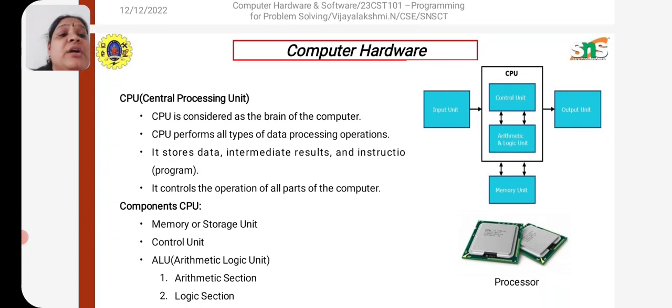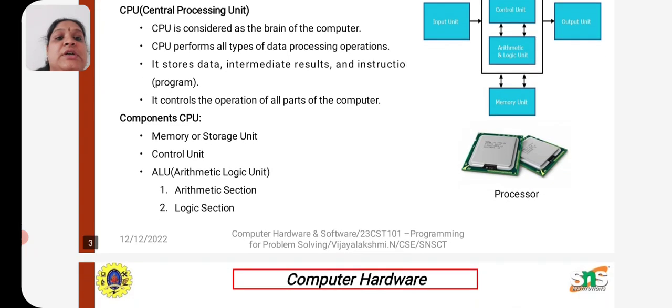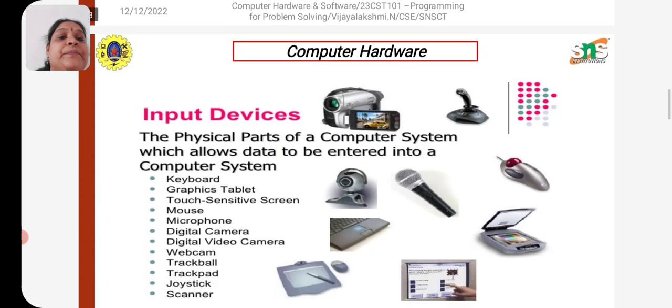Central processing unit, CPU. We will say it is the brain of the computer, and it performs all operations. Data processing and manipulation is done with the help of the CPU. It stores the data, intermediate results, and instruction programs. It controls the operation of all parts of the computer. Components of the CPU are memory, control unit, and ALU, the arithmetic logic unit, which has an arithmetic section and a logical section.